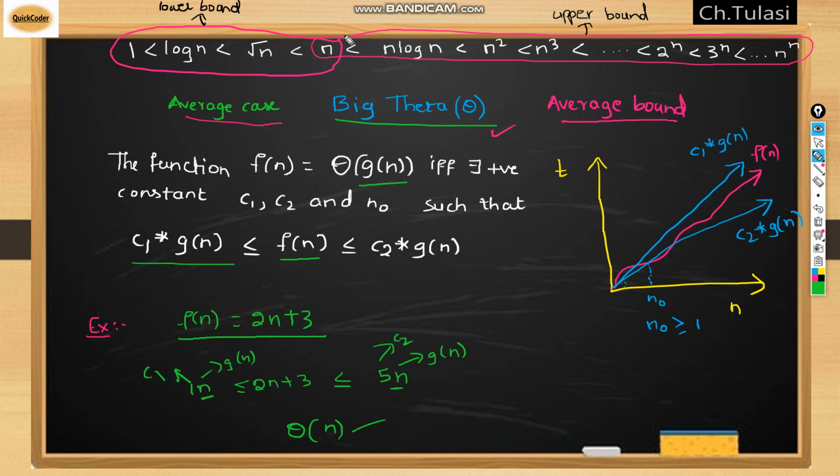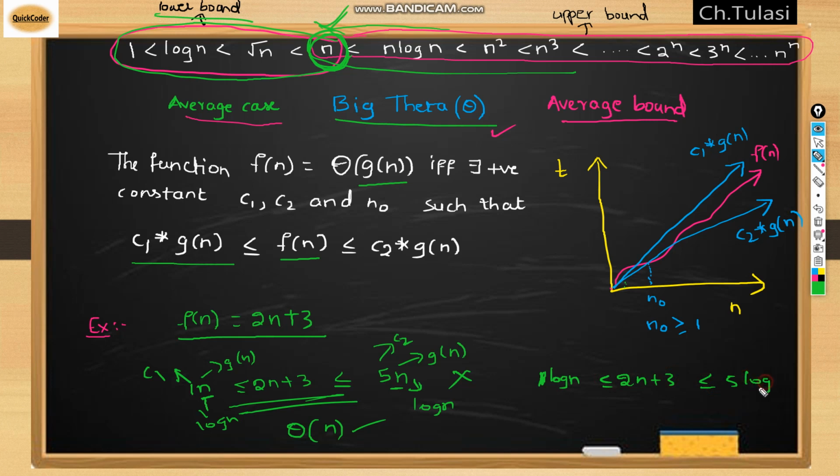Here the theta is bound to this n only. Our lower bound is less than or equal to n and our upper bound is greater than or equal to n, but our average case is fixed to this n only. If we keep log n on both sides, this will become false. See here, 1 log n less than or equal to 2n plus 3 less than or equal to 5 log n. This condition is never true, so log n never works. Only with 1n and 5n is it possible. So our theta will be theta of n. So we quickly took one example and we can check the average case, best case and worst case.